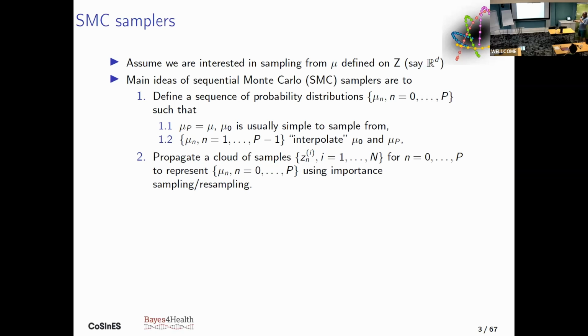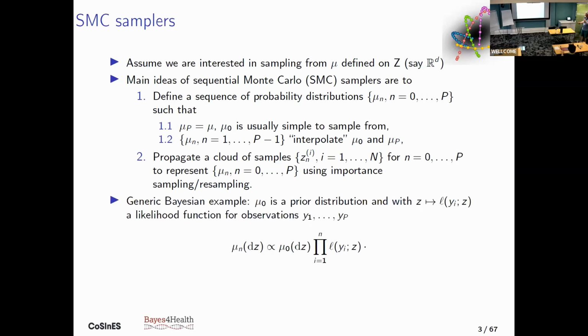And what we are going to do is, imagine that this sample approximates mu n at time n. What we are going to try to do is to propagate this cloud of samples in such a way that at the next iteration, that cloud of points is going to represent mu n plus 1. So that's the idea of sequential Monte Carlo methods. And the way that works, and I'll provide some details later, is using basically a kind of importance sampling resampling mechanism, right?